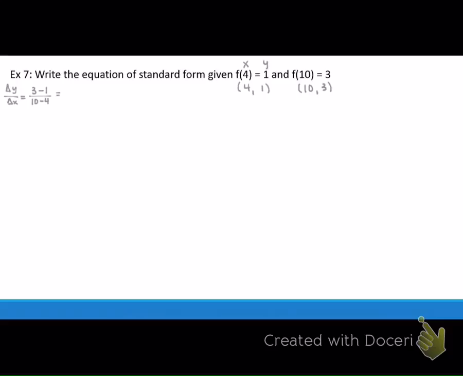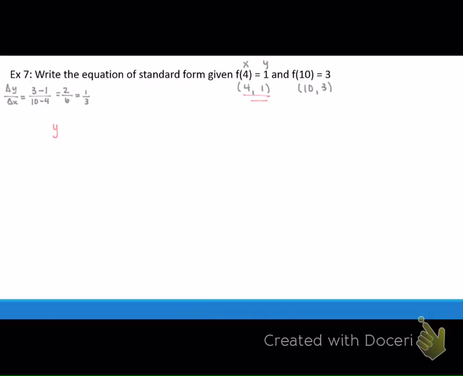Perfect. So what goes into 2 and 6? So that's 1/3. So you can divide top by 2 and bottom by 2. So our slope is 1/3. So we said we have to start in point slope. Alex, write the equation in point slope using one of the points. Which one do you want to use? 4, 1 or 10, 3? 4, 1. Okay, write it in point slope for me.